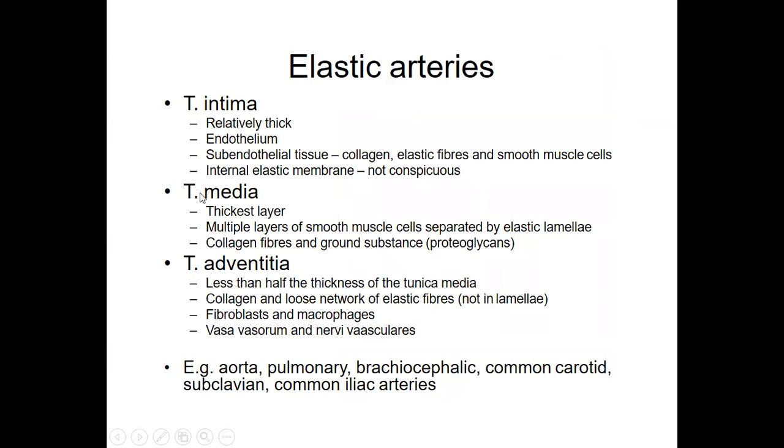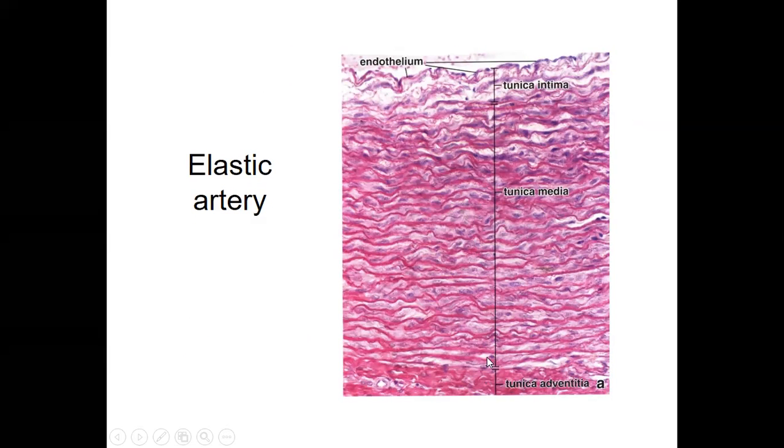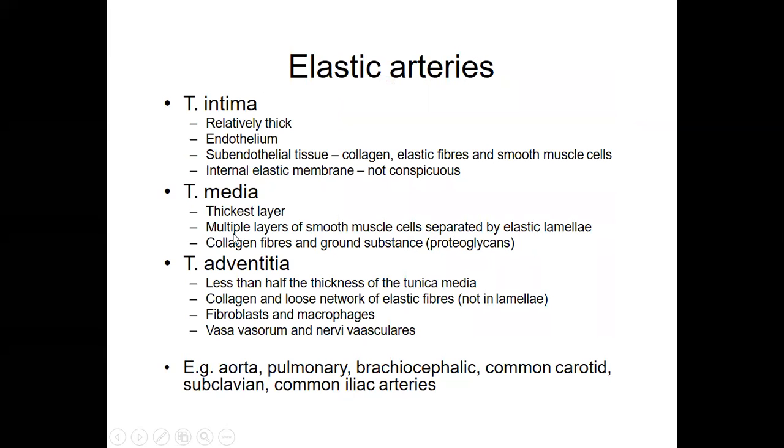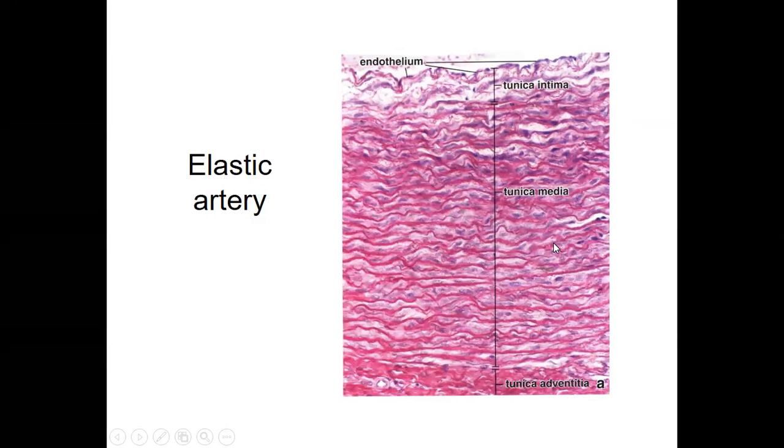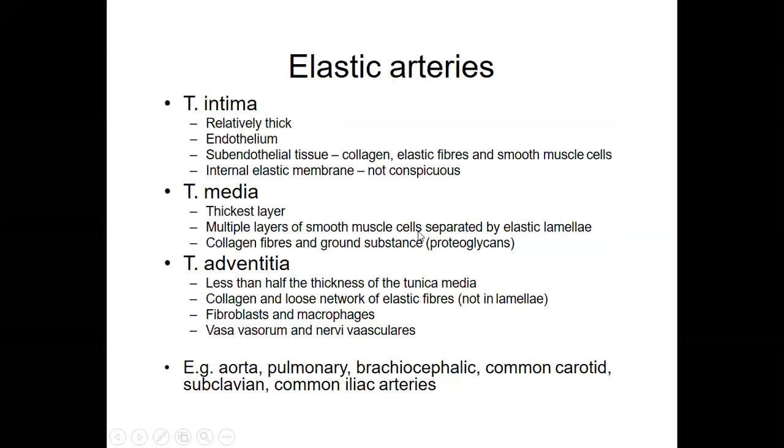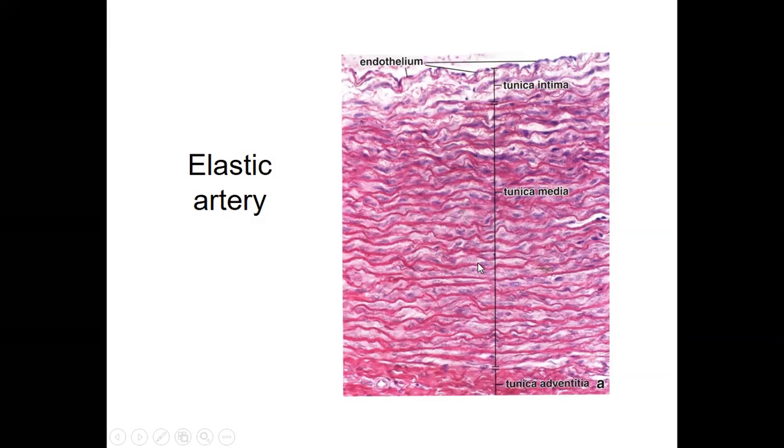And the tunica media, definitely the tunica media is the thickest layer for elastic artery. It is composed of multiple layers of smooth muscle cells separated by the elastic lamina. So you can see here the purple color. The purple color actually is elastic lamella, and then we have the smooth muscle cell in between there. You can see here the smooth muscle.